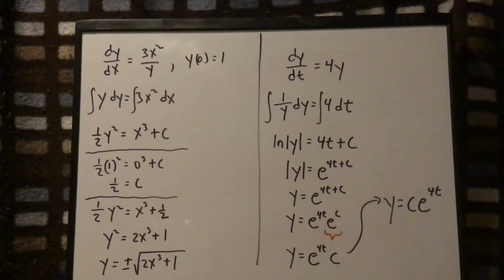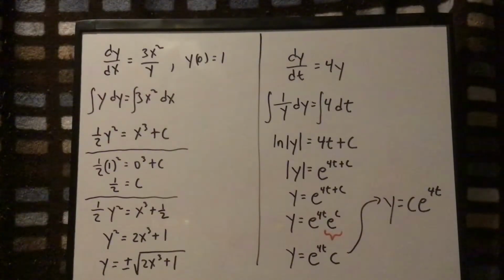Now the 1 over y, remember that's a special integral. The integral of 1 over y, its antiderivative, is natural log of absolute value of y. And the antiderivative of 4, because it's in terms of t, it's being integrated with respect to t, it's 4 dt. Its antiderivative is 4t. I put the plus c on the side with the t because I want to get the y alone.